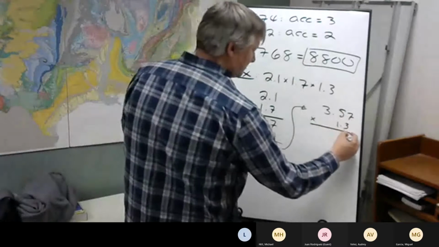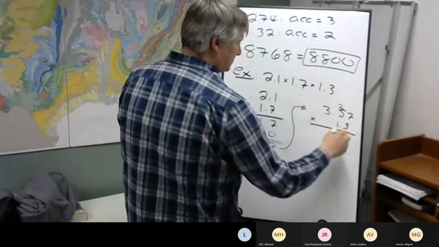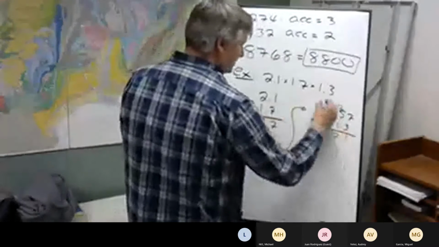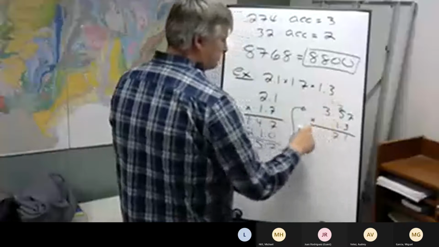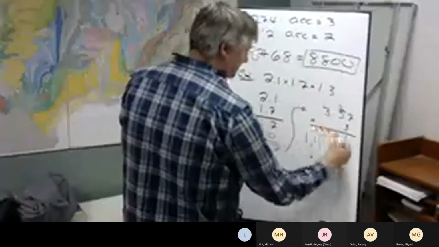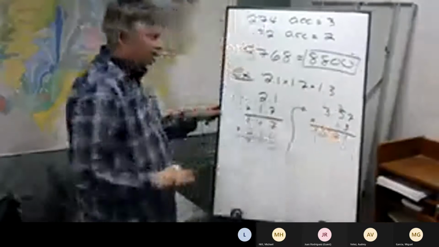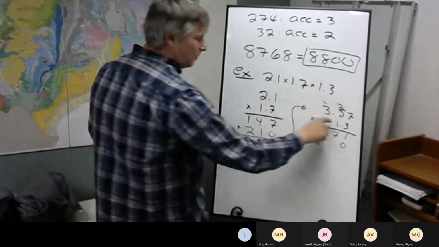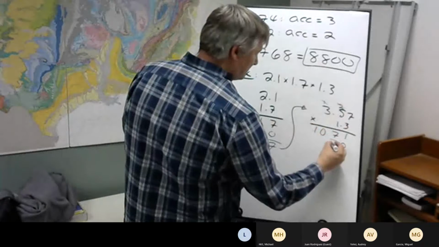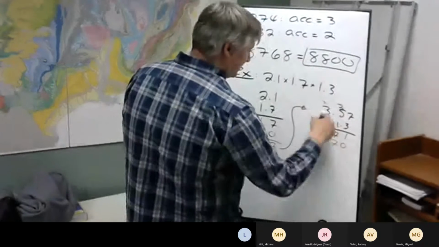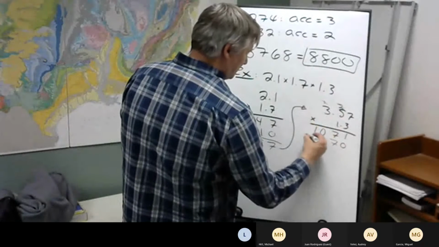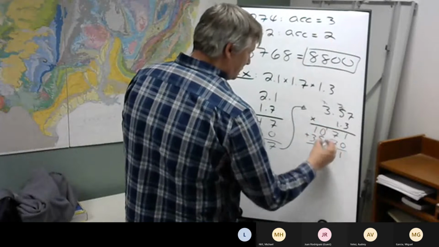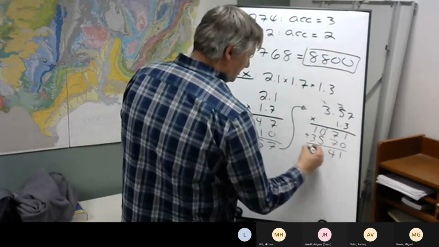3 times 7 is 21, carry the 2. 3 times 5 is 15, plus 2 is 17, carry the 1. 3 times 3 is 9, plus 1 is 10, and 0. And then I'm going to cross these out again because I've used them. 1 times 7 is 7. 1 times 5 is 5. 1 times 3 is 3. We're going to add it. We'll get 1, 14, carry the 1, 6, and then 4.